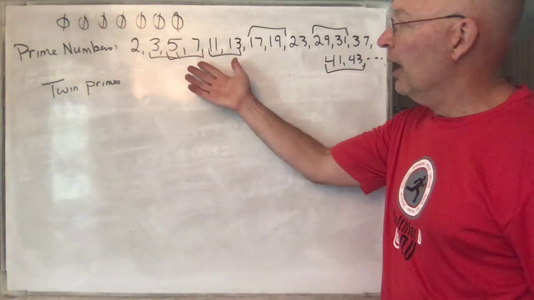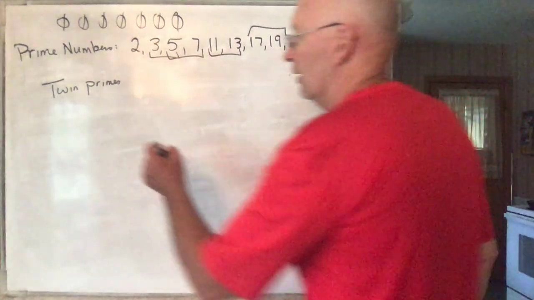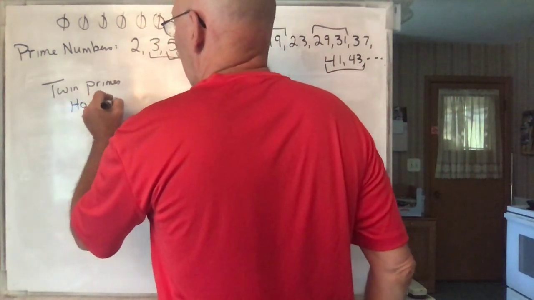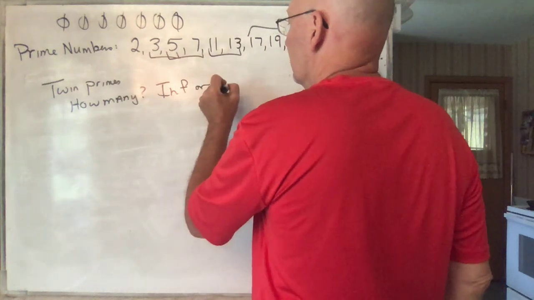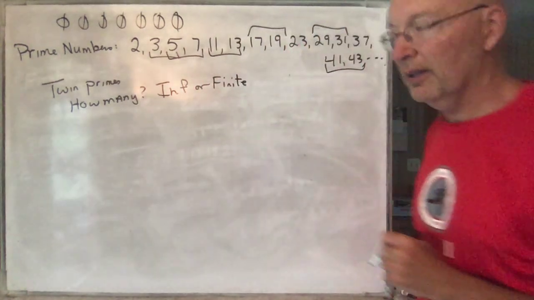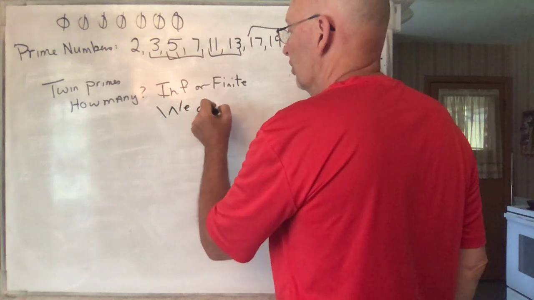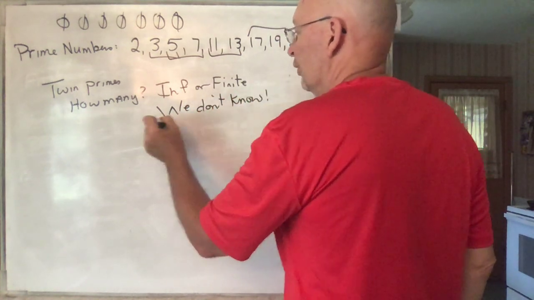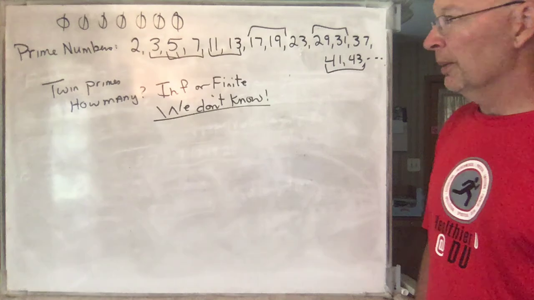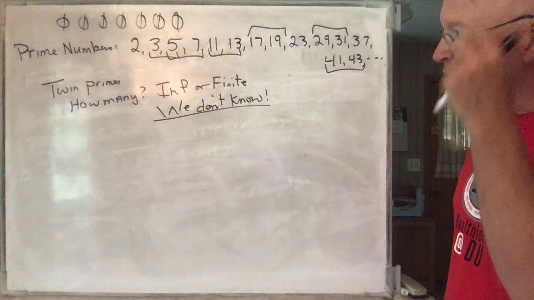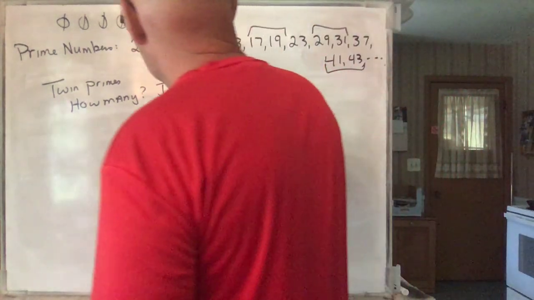The question is, how many pairs of twin primes are there? Are there an infinite number or just a finite number? How many? Infinite or finite? Go ahead, take a guess, and I'll tell you. You have your guess? The answer is, we don't know. No one knows. If you can prove one or the other, you will be instantly famous. You'll have your name on the fronts of newspapers. This is a problem that's been around for as long as anyone knows.